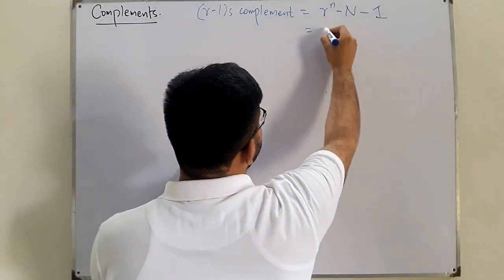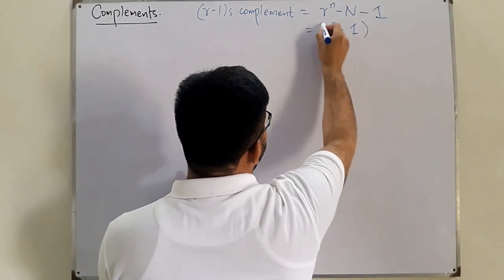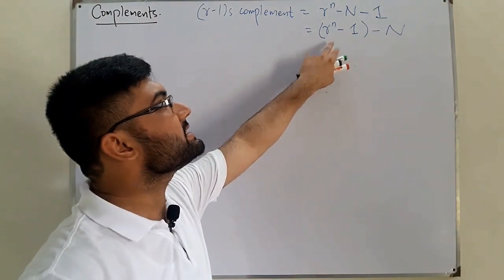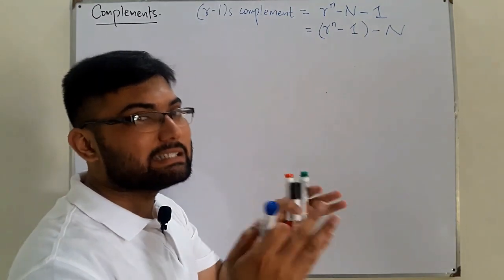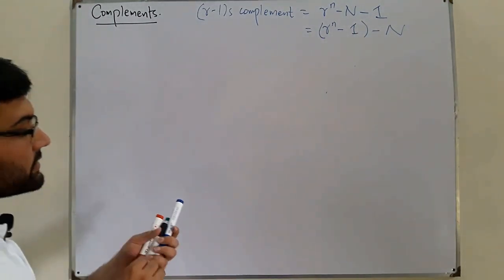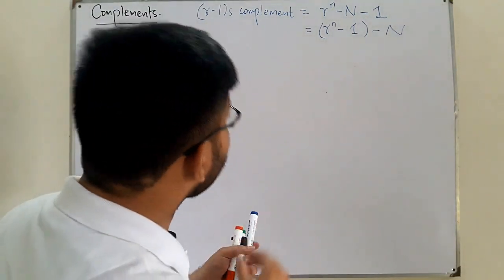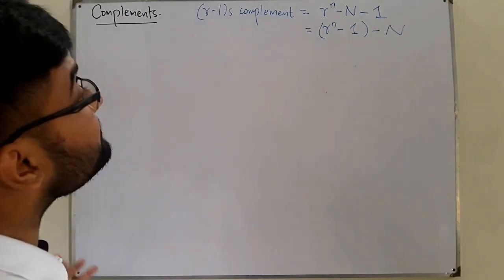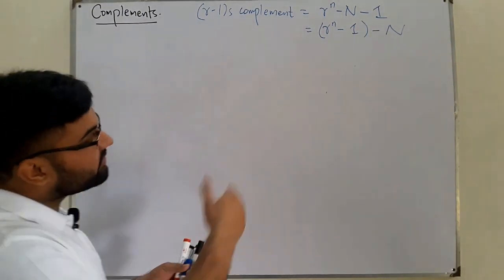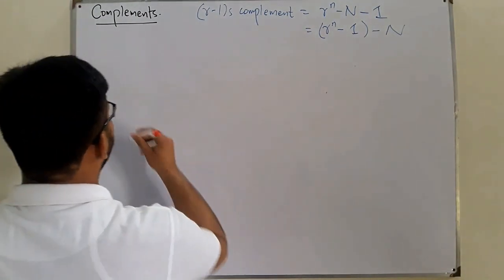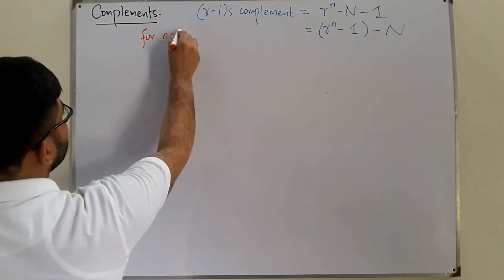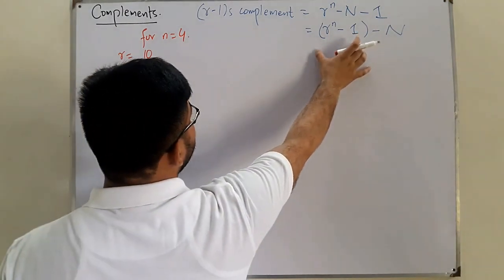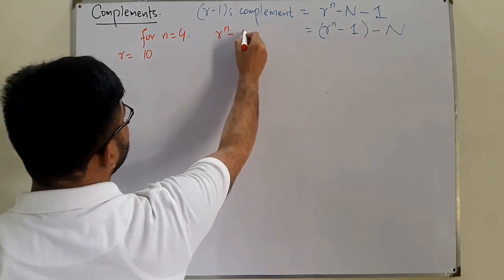If I write this like this, R to the power n minus 1 in this bracket, minus the capital N. This capital N is the original number. So I simplify this thing for the normally used bases. Let's say the base is 10, and for n equal to 4, basically we deal with 4 bits. I'm simplifying R to the power n minus 1.